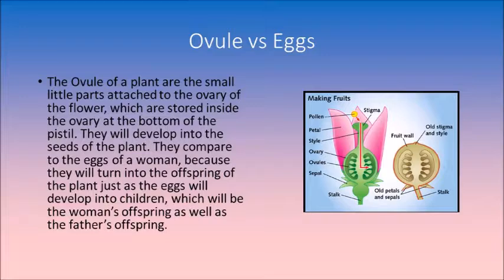And then the picture to the right shows a fruiting flower, and it just shows the ovary, and then the ovules that are connected and stored inside the ovary.